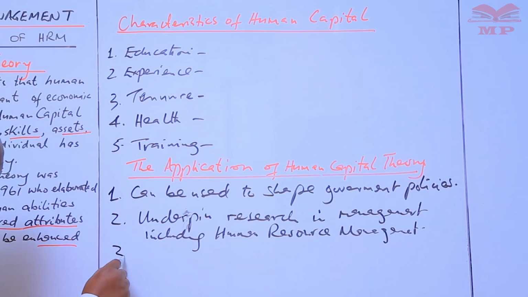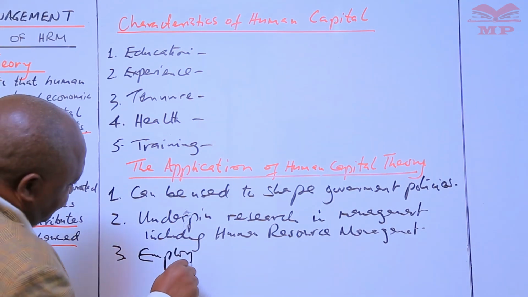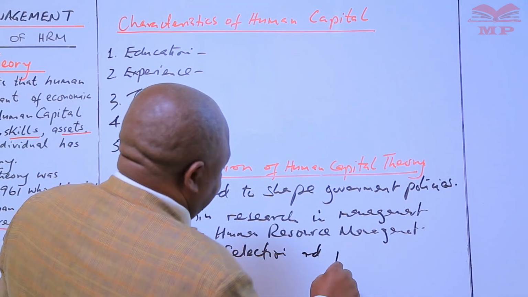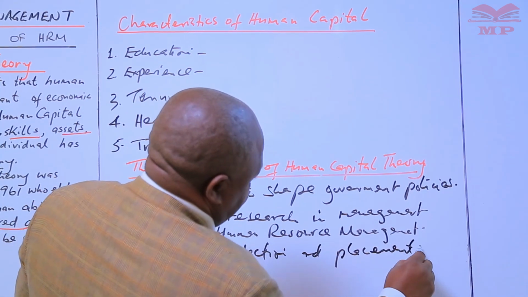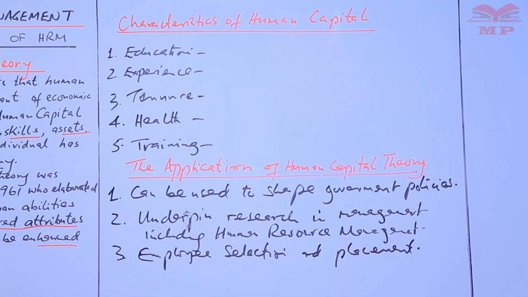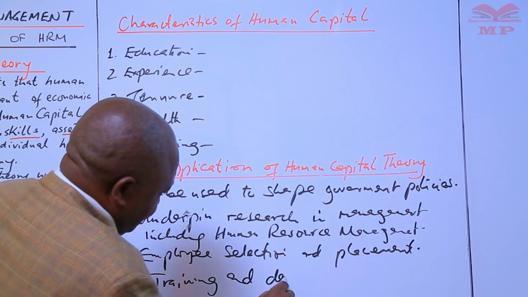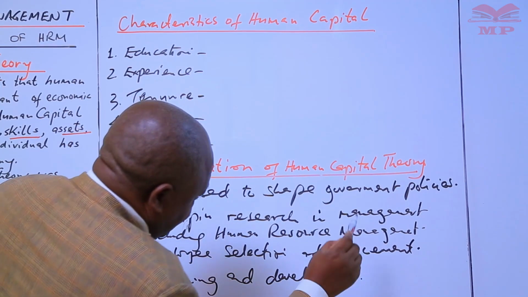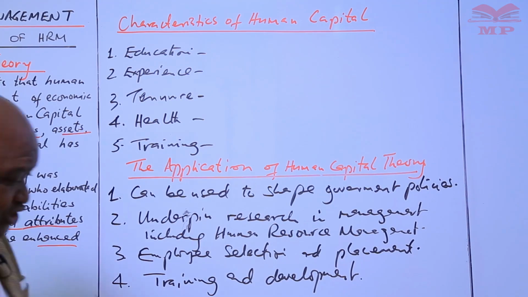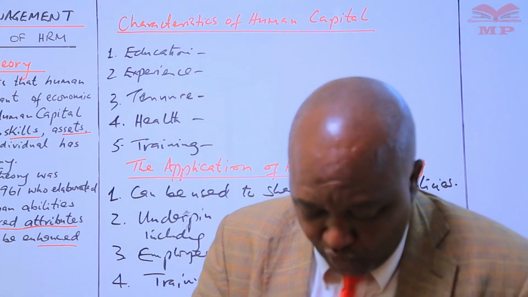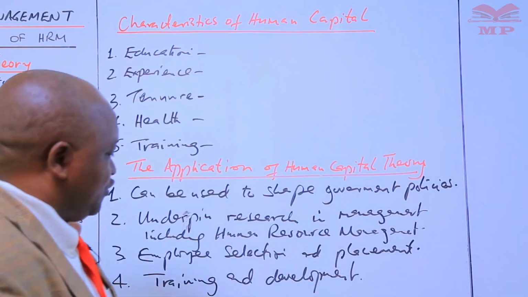So there is also the area of employee selection and placement. When you are selecting employees, you are placing employees in particular positions, the human capital theory can assist. There is also the area of training and development. Those two areas, employee selection and placement, training and development of workers, we have indicated that you may have on-the-job training. You may have also off-the-job training.